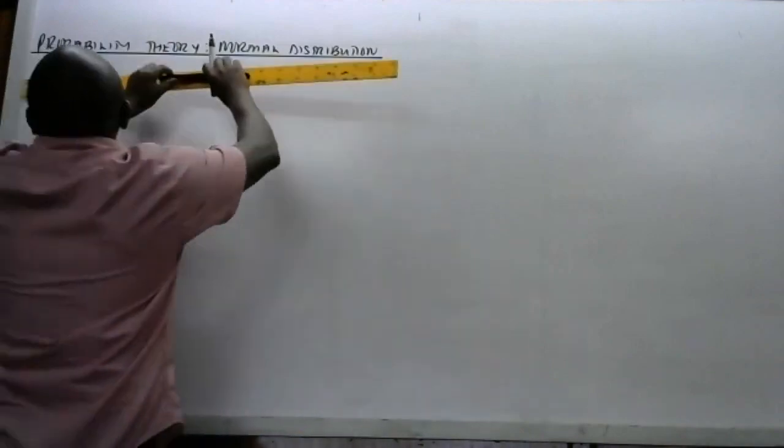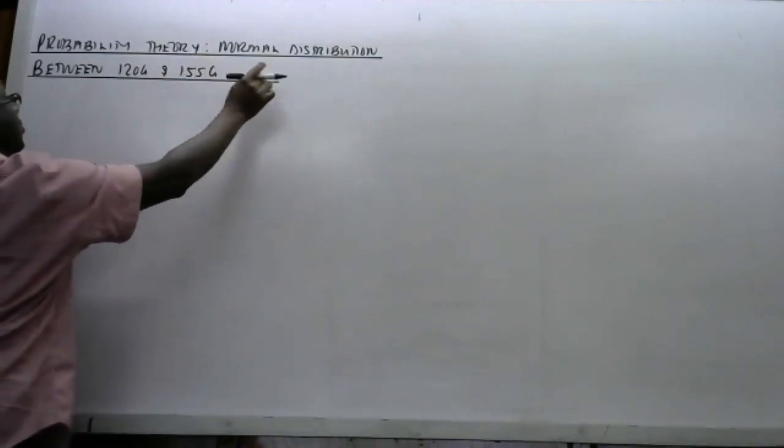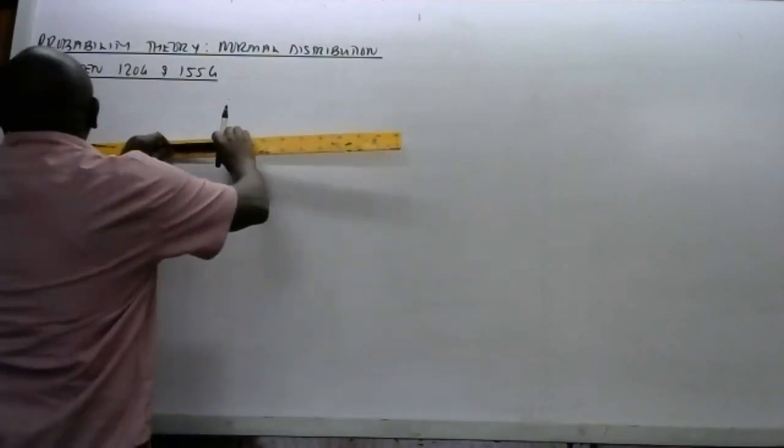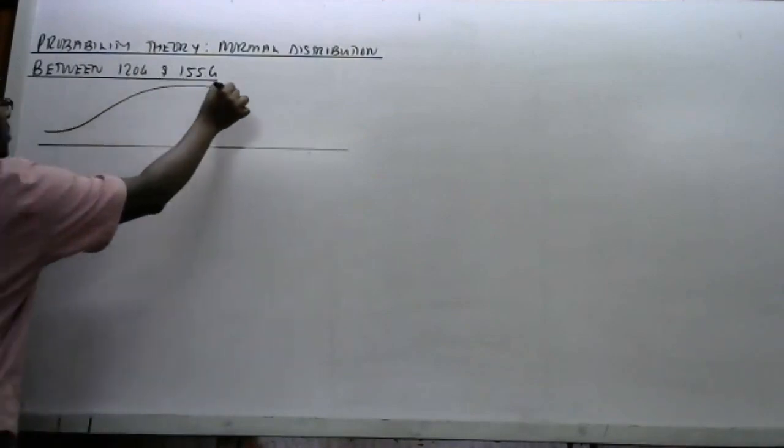Now we are told to get the number of tins that are between 120 grams and 155 grams. So when I told you this one, you begin by drawing the table like this. Begin by drawing the table.